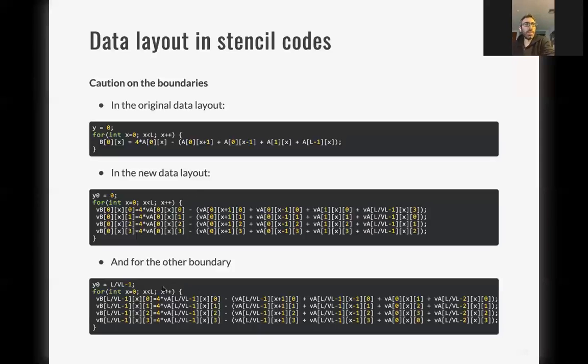Okay, for the other boundary, the shift is in the other direction. So here you need to go from the 0, 1, 2, 3 layout to 3, 0, 1, 2, but for the other boundary, you need to change this element, and this has to be shifted up by 1. Okay, so that's the main idea.